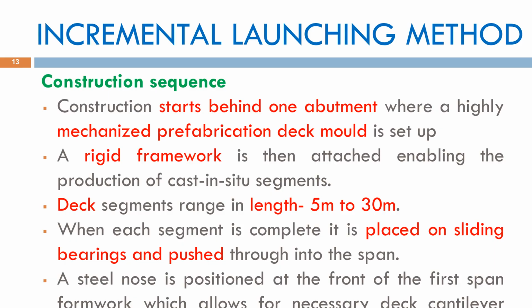Deck mold is installed. A rigid framework is then fixed to enable the casting of bridge deck segments using the cast in situ method. Each deck segment is generally 5 to 30 meters long. After a segment gains sufficient strength, it is placed on sliding bearings and gradually pushed forward into the span using hydraulic jacks. A steel launching nose is attached to the front of the first segment to reduce cantilever bending and safely guide the bridge deck as it approaches and crosses the first pier.